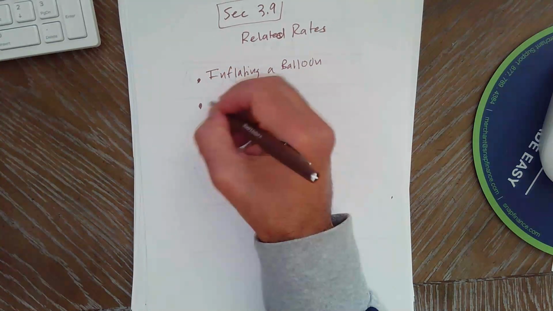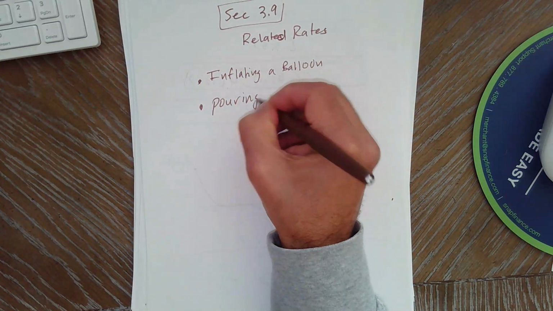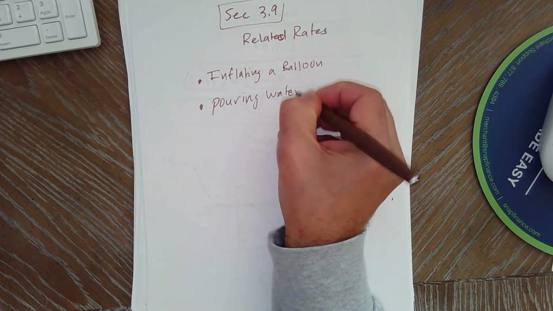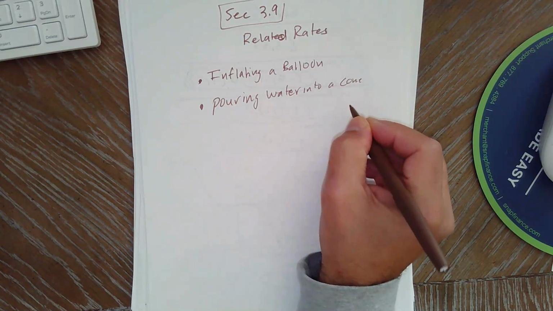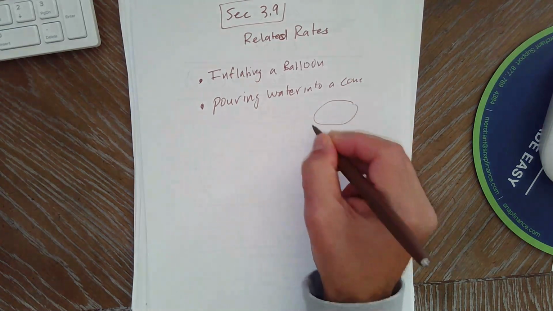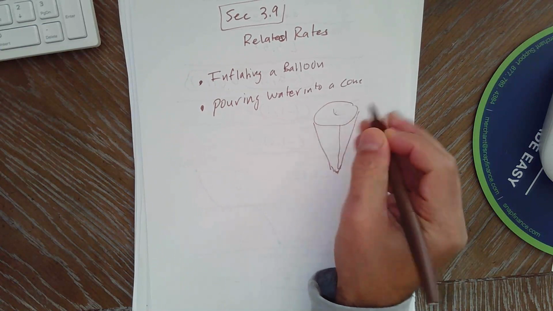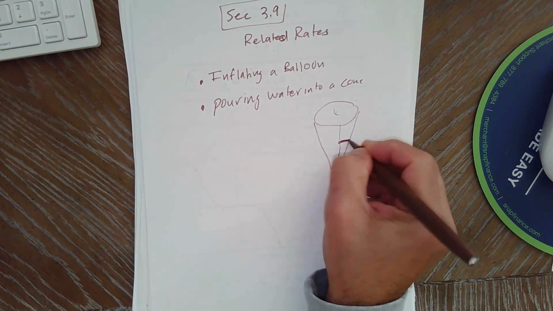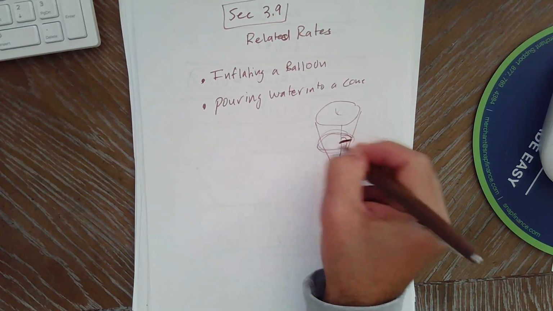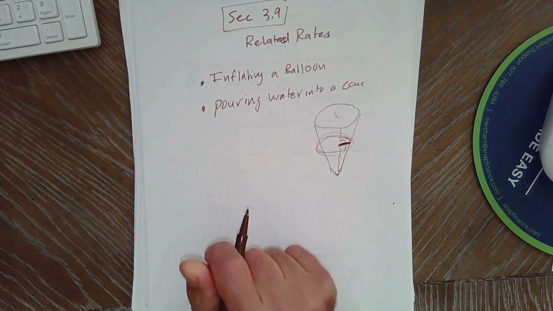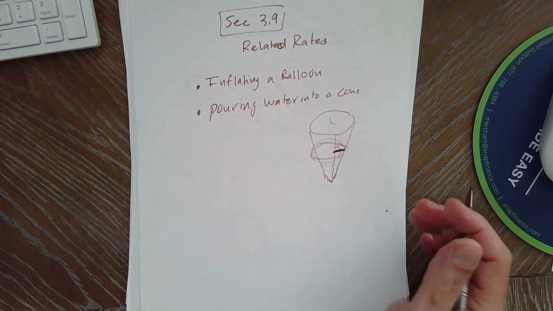Another example, there are a lot of examples, but this is another: pouring water into a cone. Again, if you're looking at a cone vertex down and you pour water in there, then the level of water is rising, as well as the radius of the circular surface of the water, and the volume is getting bigger.